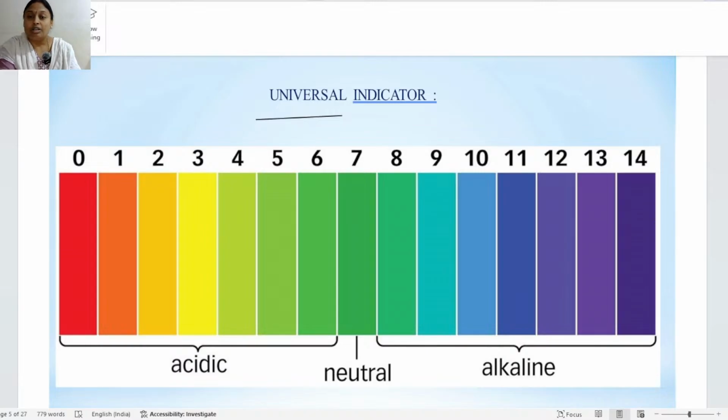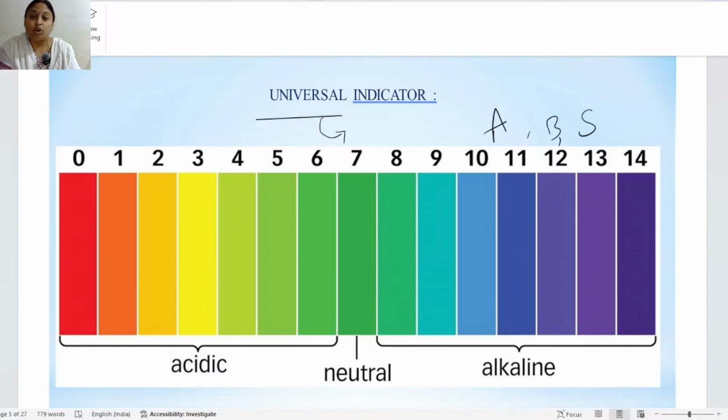So here we will continue with the universal indicator. In that name itself we have universal. So here matter belongs to any substance, any substance which belongs to matter. In our chapter, whether it is an acid or base or salt, whatever the substance may be, in each and every condition we are seeing different colors.